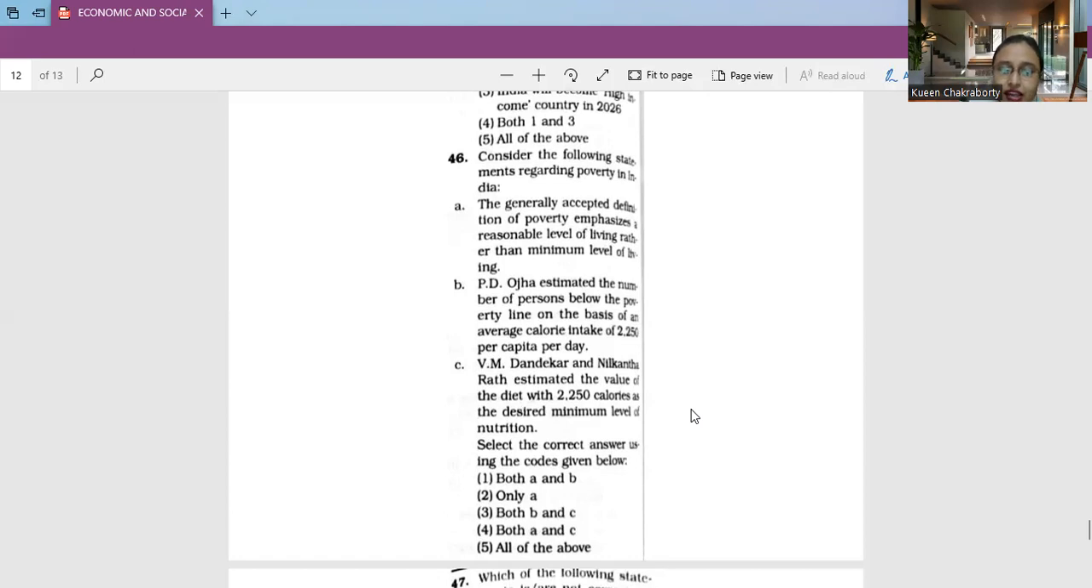I will say in India, the generally accepted definition of poverty emphasizes the minimum level of living rather than a reasonable level of living. This attitude is borne out of a realization that it would not be possible to provide even a minimum quantum of basic needs for some decades. Therefore, to talk about a reasonable level of living or a good life may appear to be wishful thinking at the present stage. So accordingly, for question 46, option number 3 is the correct one, that is both B and C.